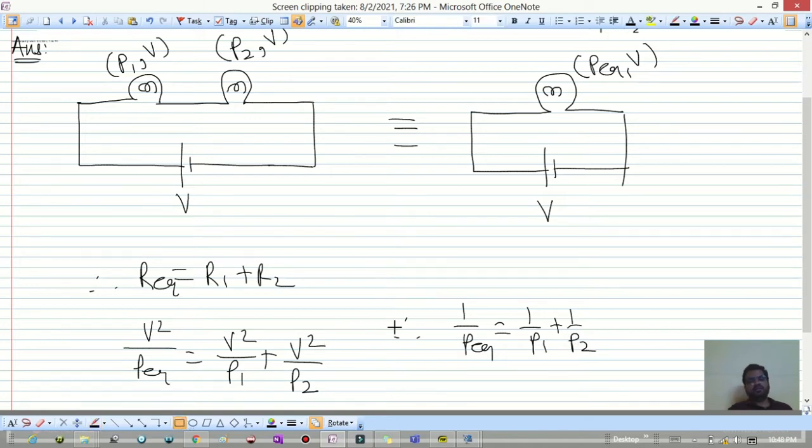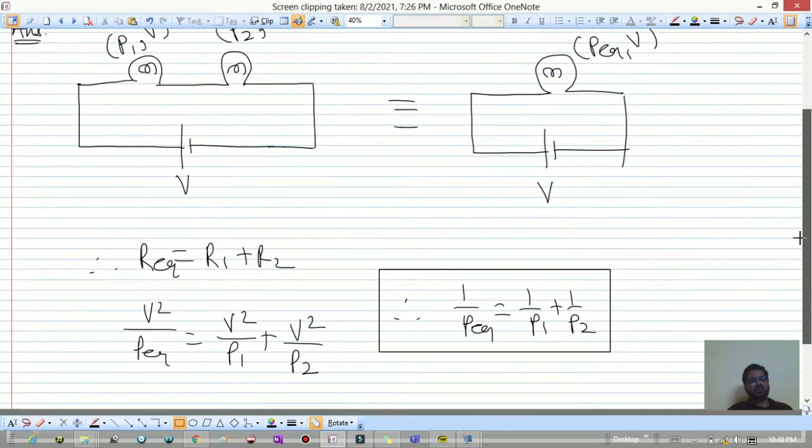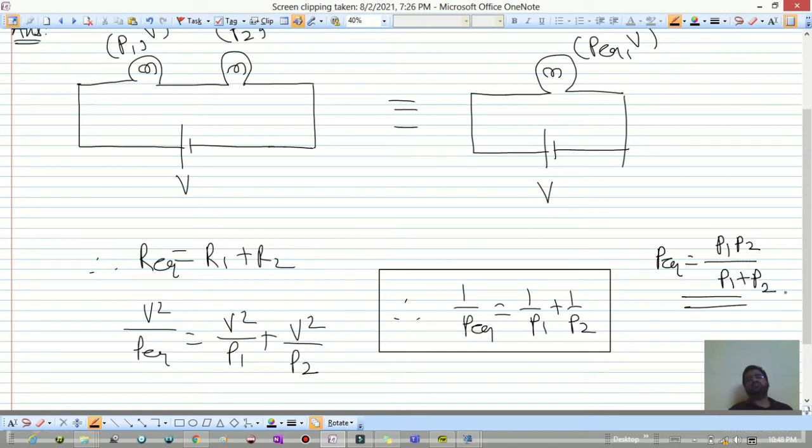Now we can take V square common and cancel it out, so that you will get 1 by P equivalent as 1 by P1 plus 1 by P2. But they want it in the form of P equivalent only, so you will get P equivalent is equal to P1 P2 divided by P1 plus P2. So this is the answer we have.